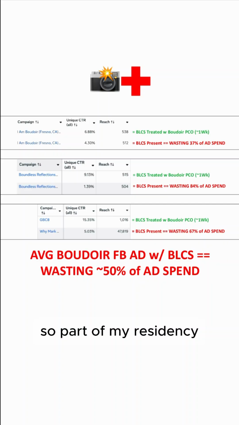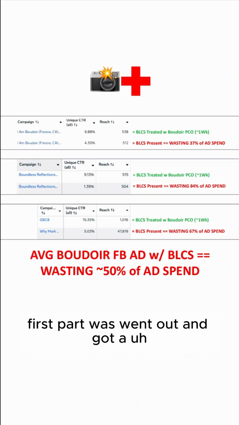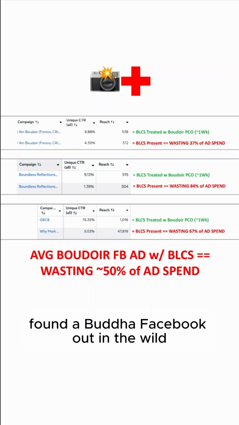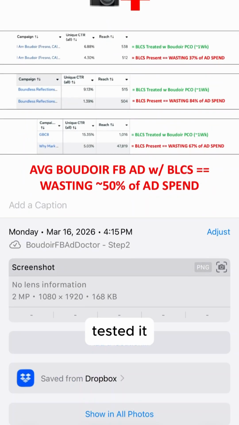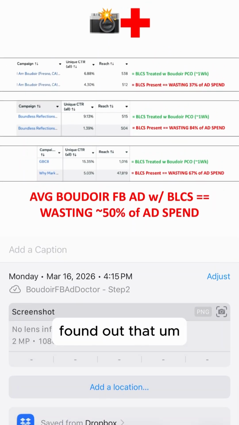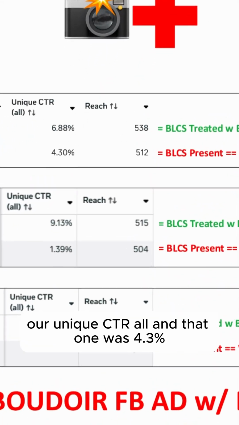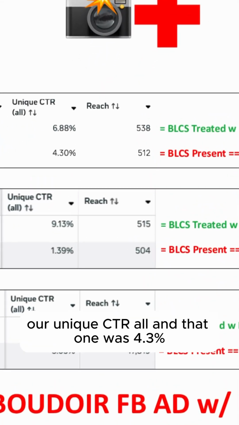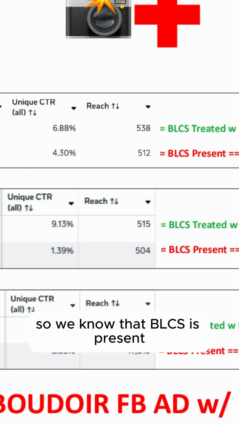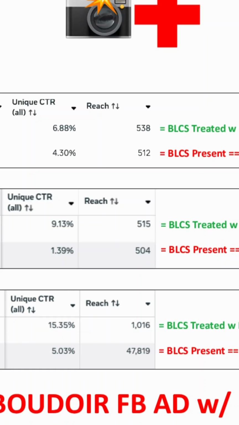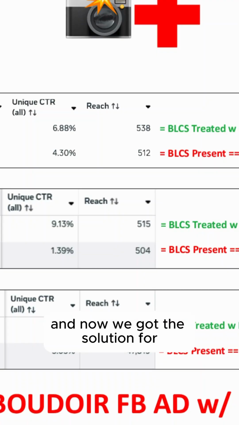So the first part of my residency was going out and getting a Boudoir Facebook ad out in the wild, bringing it back here to the hospital, and testing it. We found out that the unique CTR on that one was 4.3%. So our unique CTR is under 6%, and we know that BLCS is present, Boudoir low click syndrome. And now we've got the solution for it. So we treated it with Boudoir Pico.